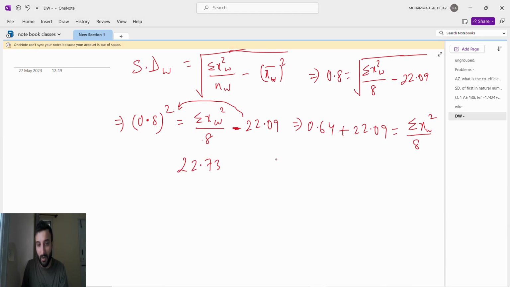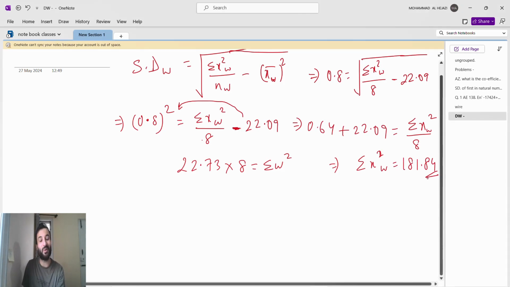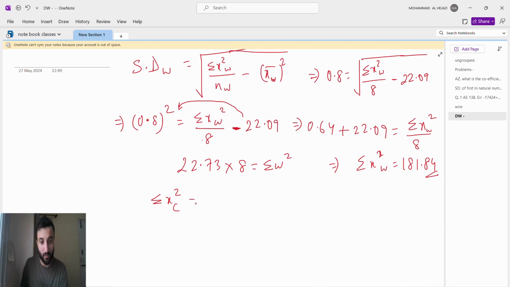Now this 8 will go that side, so it will multiply with 8. Summation of x square, the wrong value, is 181.84. So from here what we will do? We have to find the correct x square. So we'll take the wrong value, and minus the wrong value 3.6. But this is the x square, so we'll do 3.6 whole square, and then we will add the correct value, 6.3 whole square. Why? Because this is the x square.